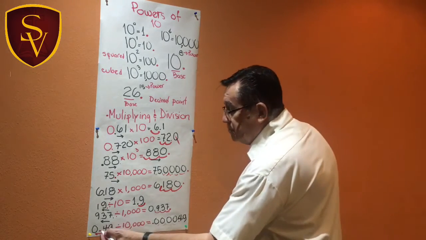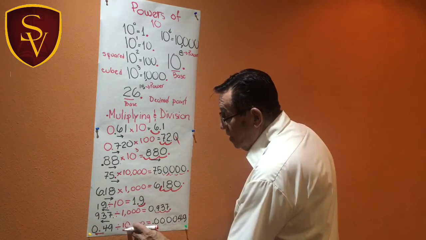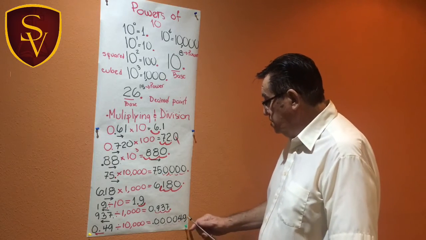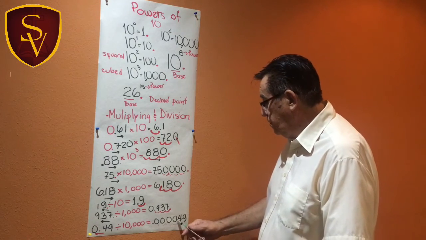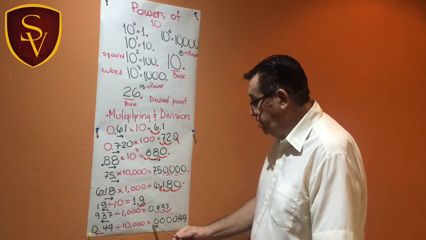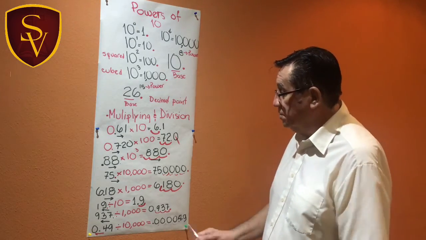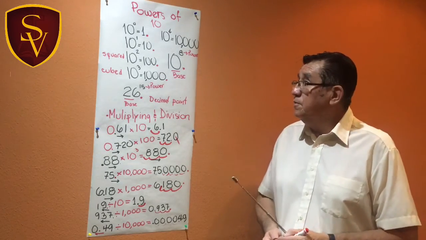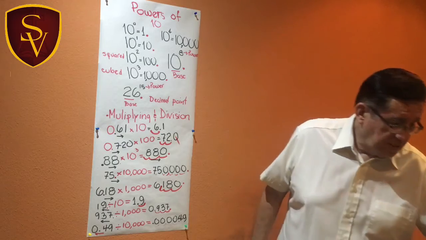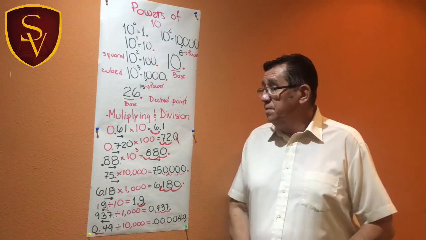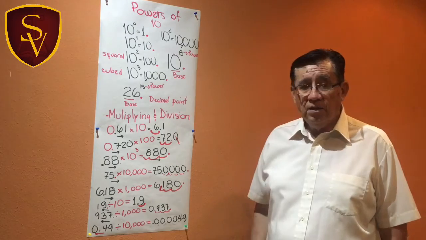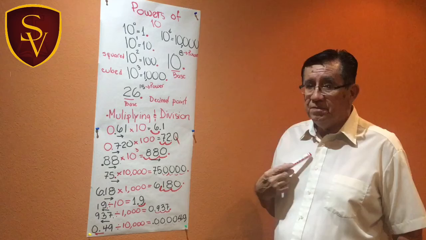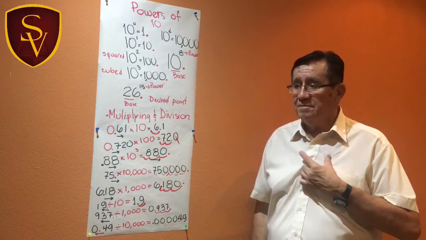So that means that we have to move this decimal point 1, 2, 3, 4 places, because it depends on the number of zeros that we have. So from this decimal point, we move 1, 2, 3, and 4 places. So this is going to be the final number that we have with powers of 10. This tool is very useful because we can multiply or divide very fast any number depending on the power of 10 that we may have.